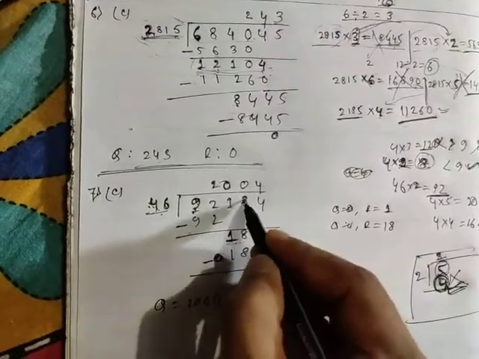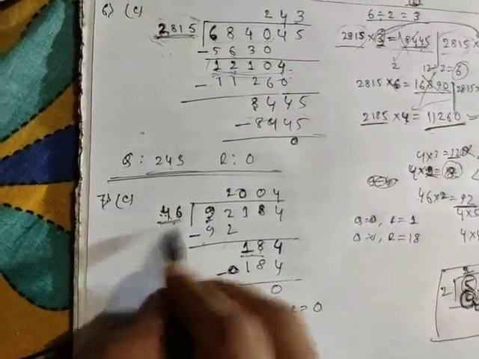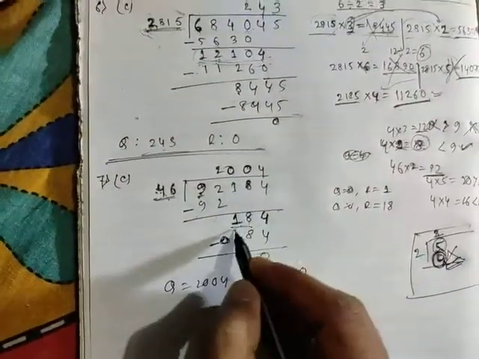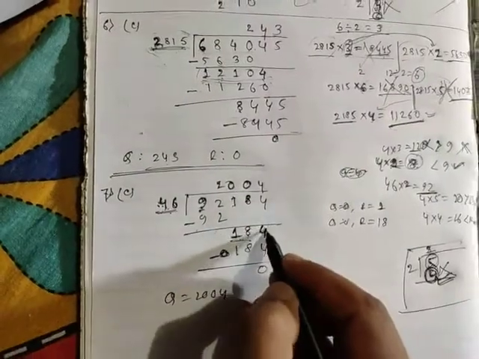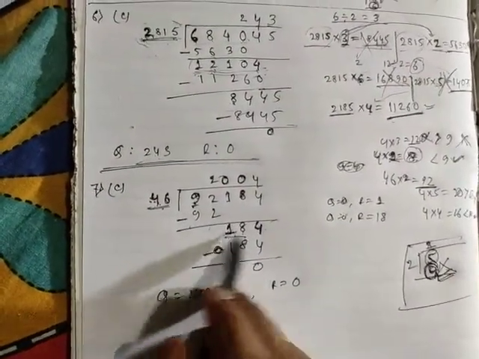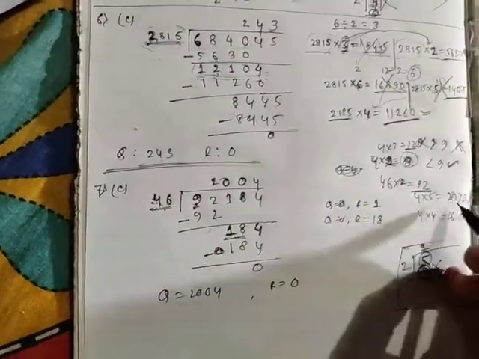Then bring down one digit. So again 18 is less than 46, so this is not possible. So here quotient is 0, remainder is 18 again. Now bring down one digit, 4. Now this division is possible. 184.